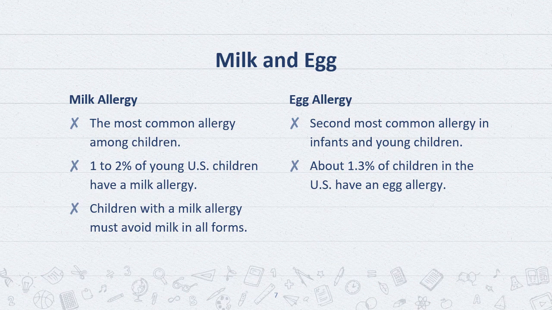Milk and egg. According to kidswithfoodallergies.org, milk allergy is the most common allergy among children. 1 to 2% of U.S. children have a milk allergy. Children with a milk allergy must avoid milk in all forms. This includes all milk and dairy products, including lactose-free versions of milk products. Egg allergy is the second most common allergy in infants and young children. About 1.3% of children in the U.S. have an egg allergy.